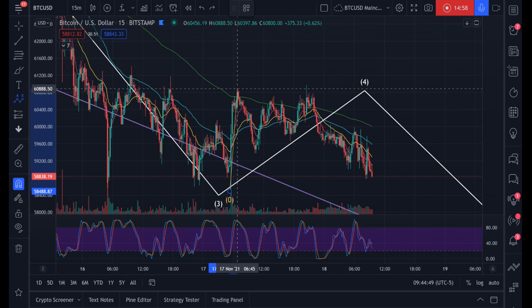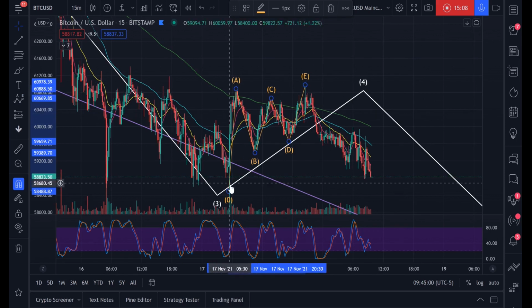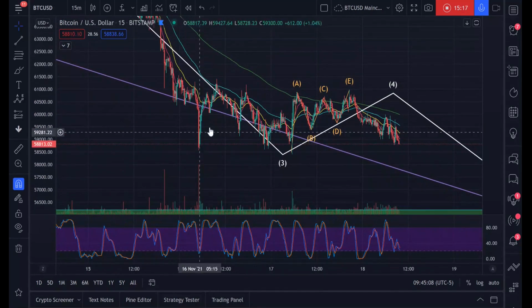And then because they're corrective, you don't use numbers, you use letters to denote them. So this would be A, B, C, D, E. And each and every one of these is 3 waves. So it's 3, 3, 3, 3, 3, right? So if you knew that, if you know your stuff, you can read complex corrections. You can read simple corrections.